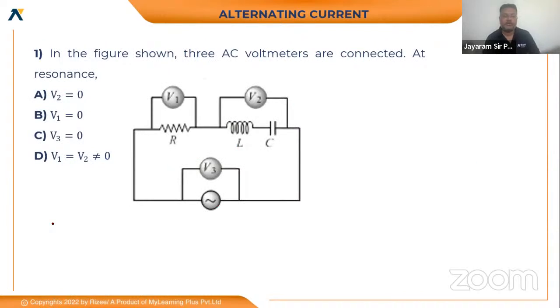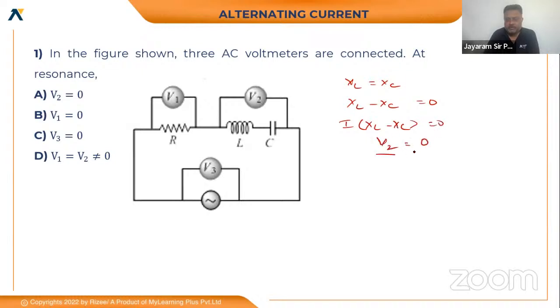Let's go for the first question here. In the figure shown, 3 AC voltmeters are connected. They are in resonance. At resonance, XL is equal to XC. That means XL minus XC is 0. So if I multiply with the current, I into XL minus XC is 0, which is nothing but V2 is equal to 0. So this is your first one.